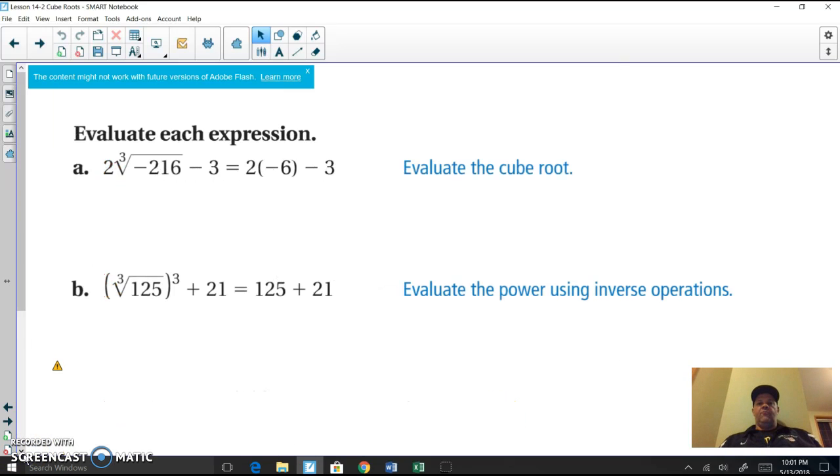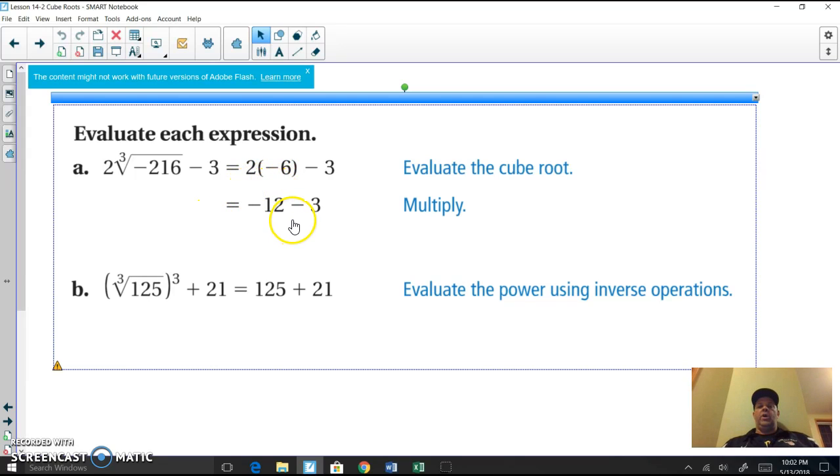Just like our work from Friday about square roots, we can evaluate expressions using cubed roots. 2 times the cubed root of -216 minus 3 equals 2 times -6, because the cubed root of -216 is -6, and then we subtract 3, so we must take 2 times -6, which is -12, minus 3. When we get our answer, we add the opposite, so we take -12 plus -3, and our answer is -15.